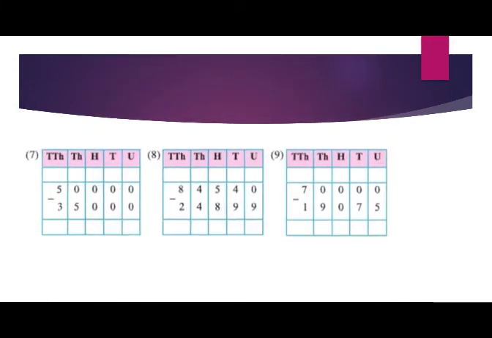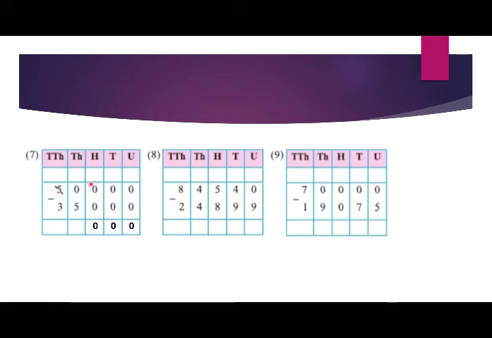So let's start with the 7th sum. This one is easy. 0 minus 0, 0. 0 minus 0, 0. 0 minus 0, 0. Now here we will borrow.